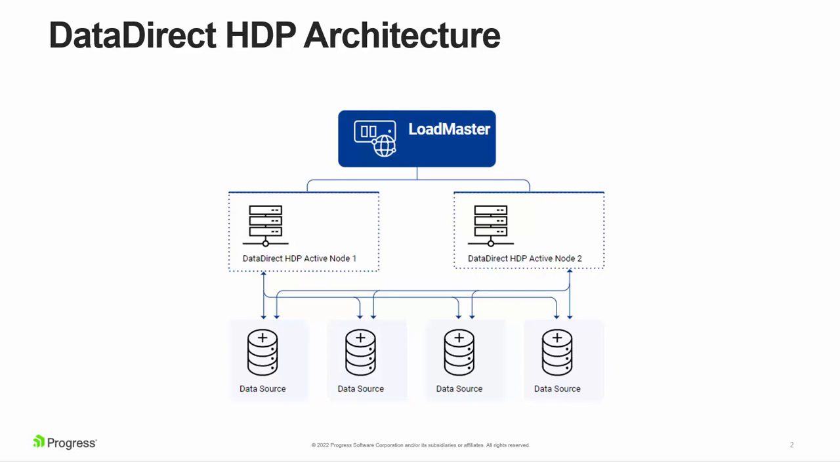Now, in the event a DataDirect server is taken out of service, either by scheduled maintenance or perhaps some unplanned outage, the LoadMaster can direct all traffic to the remaining servers to eliminate any downtime. Another benefit of leveraging the Progress Kemp LoadMaster with Progress DataDirect is the simplicity. In this demonstration, I'll walk through a typical deployment of two hybrid data pipeline servers using an application template to configure the Progress Kemp LoadMaster.